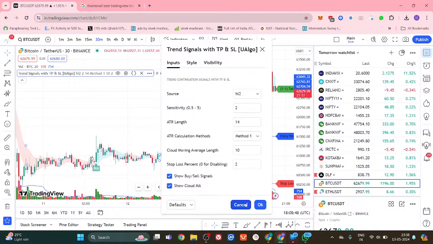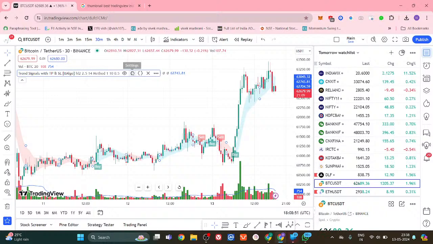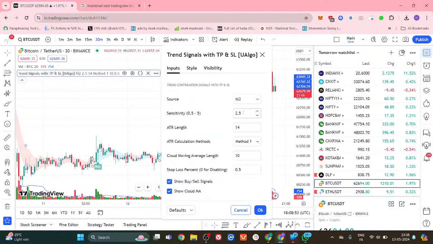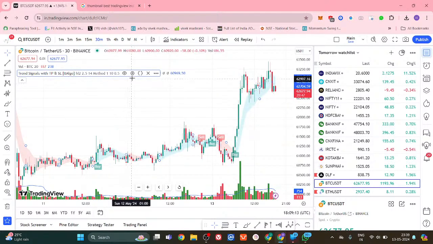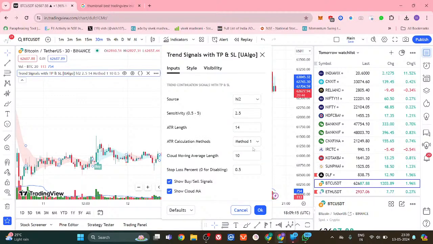Here the sensitivity is 5, make it 2.5. ATR length we can leave as it is. Stop loss we can make 0.5. I'll show you once again, the default settings are 2. Method will be 1, but we shall change it to 0.5 and 2.5. You might choose to have this cloud MA. Buy and sell signals will be there.